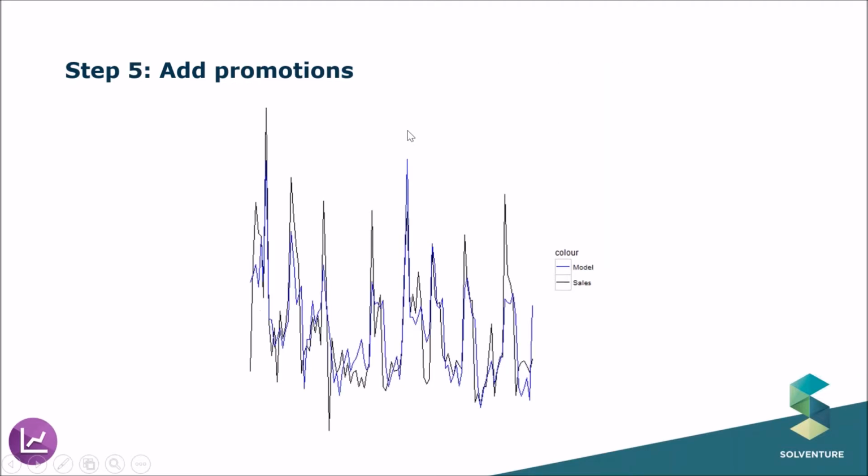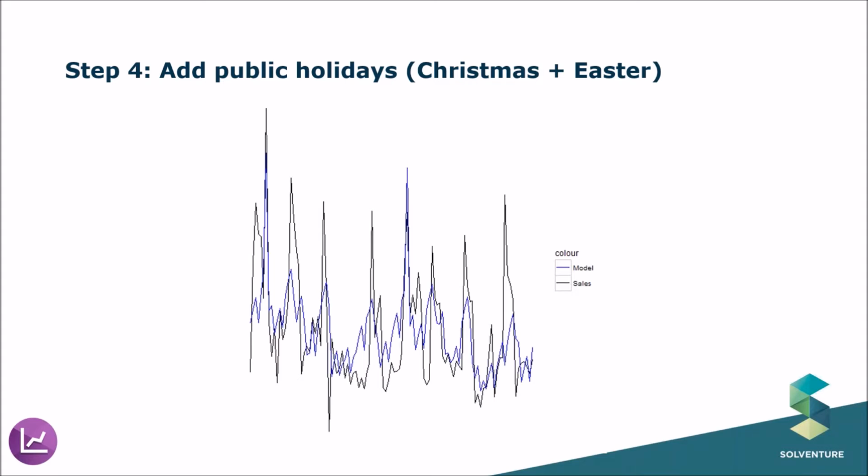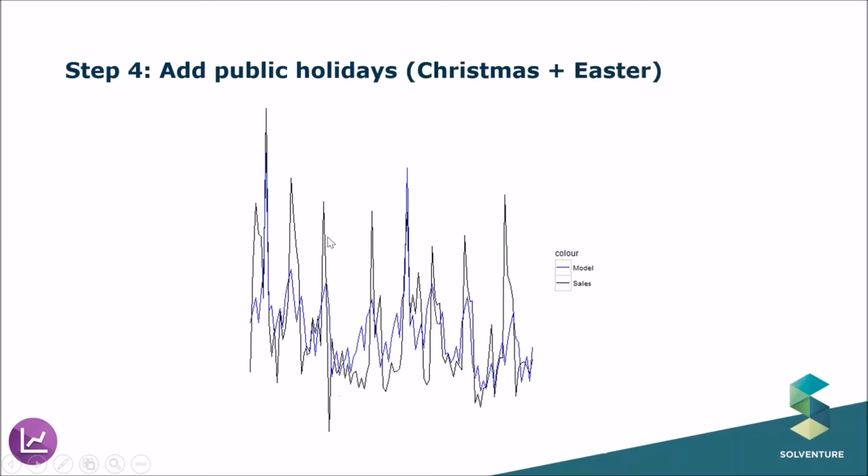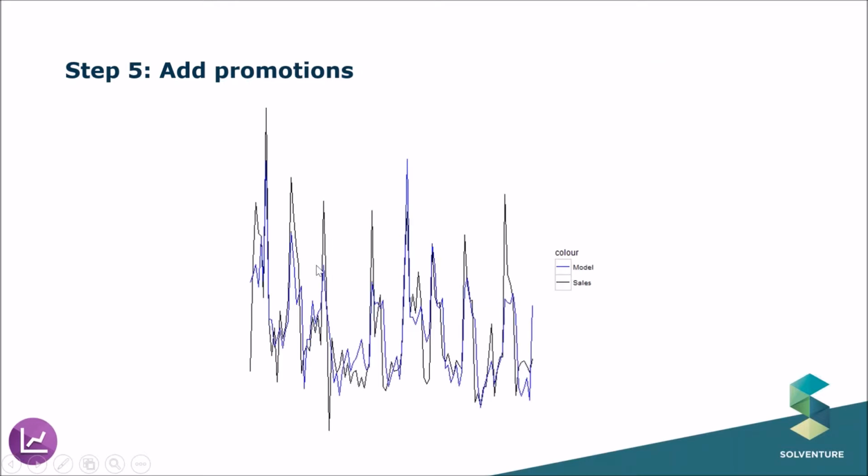If I add promotions, I'll scroll a bit between the two. If I add promotions, I really see that I'm explaining more of the individual peaks. So for instance, this peak, clearly this is due to a promotion. This peak, clearly this is due to a promotion. So I see that the peaks are more and more matched. But I'm still not there, right? Because I'm still a bit off on some of the peaks.